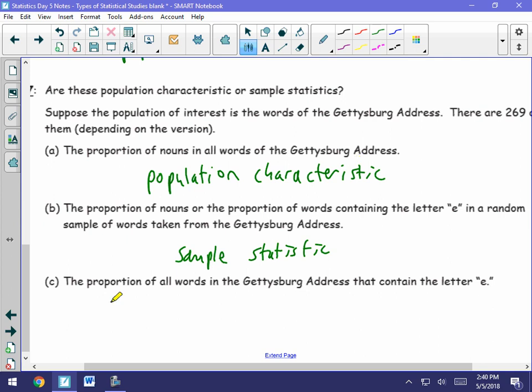Letter C says the proportion of all words in the Gettysburg Address that contain the letter E. So yeah, we're going back to all words in the Gettysburg Address. That's what's defined as our population. So that's a population characteristic.